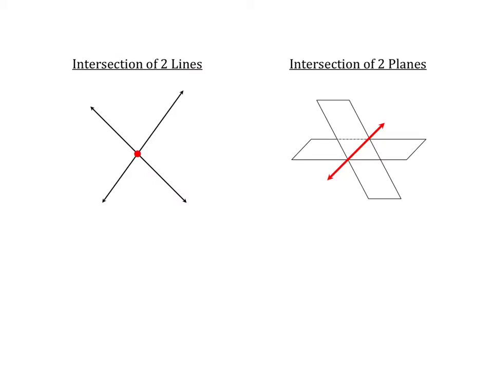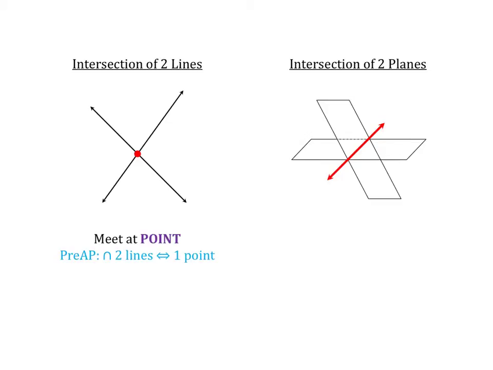Now let's discuss what happens when lines and planes intersect. So on the left I have 2 lines. They're intersecting right here in the middle. So we know lines have 1 dimension. And when 2 things intersect, you have to take away a dimension. So if you go from 1 dimension to no dimensions, that means that right here in the middle we have a point. So 2 intersecting lines meet at a point.